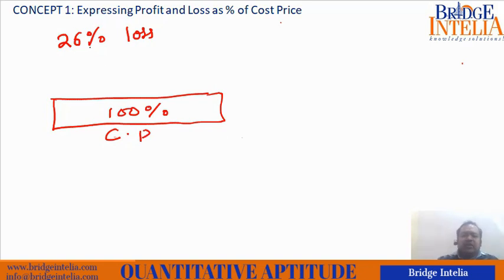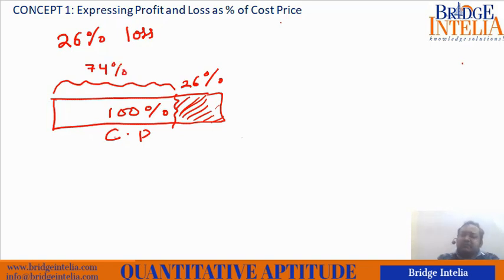Now he suffered a loss of 26%. That means he could not recover the entire amount. So that means he recovered only the remaining amount. Out of 100%, he lost 26%, so he managed to recover only 74%. 74% of what? 74% of what he had invested. And his investment is known as cost price.